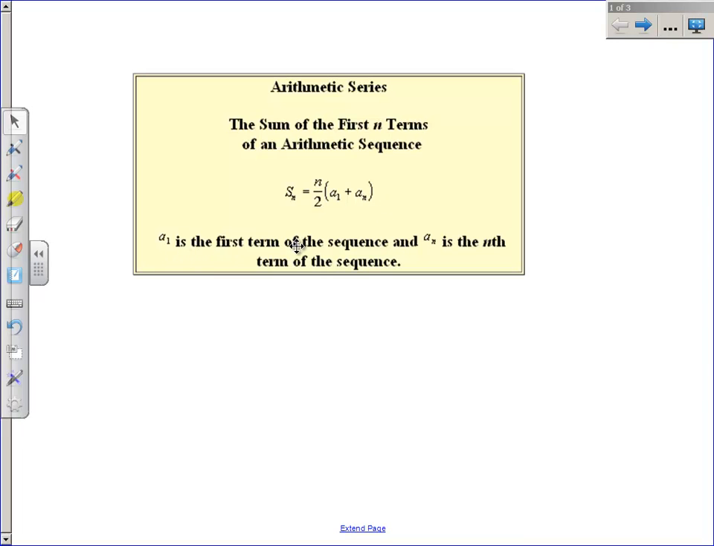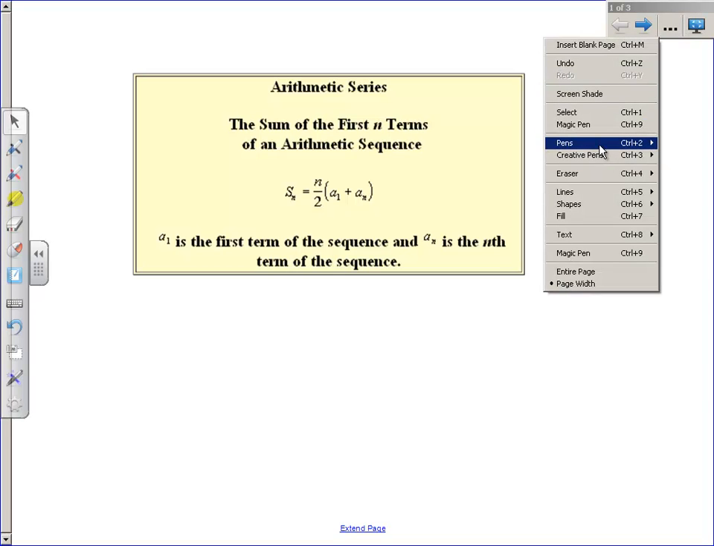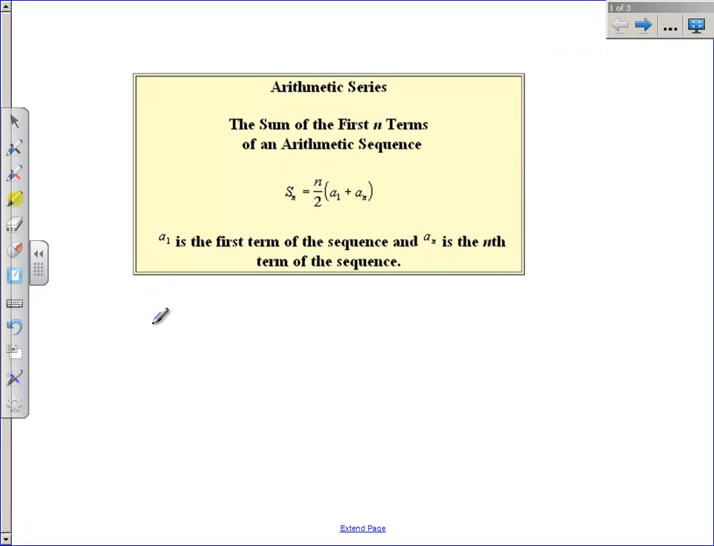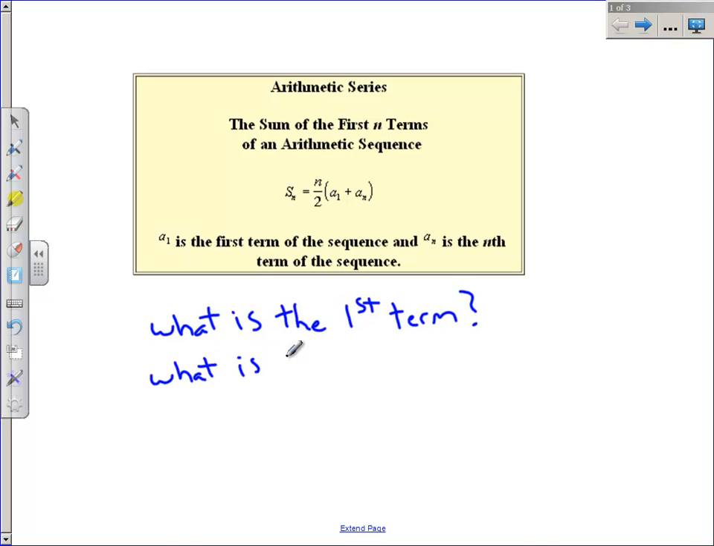This says a sub 1 is the first term and a sub n is the nth term of the sequence. And n is the number of terms you have. When we do this, you are going to need to ask yourself 3 questions. You need to make sure you know the answer to these 3. You need to know, what is the first term? If you don't know that, you need to find that somehow. So that's the first question you're going to ask yourself when you're adding up the sum of several things in an arithmetic sequence. You also need to know, what is the last term?